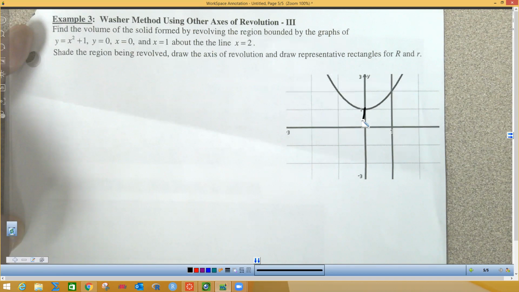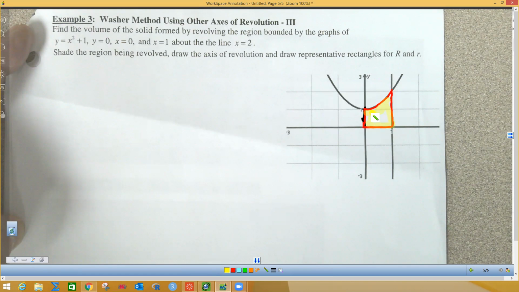So we're talking about this y-axis, this parabola, x equals 1 and y equals 0. So we're talking about that little section there, what's in there when you draw all these lines.